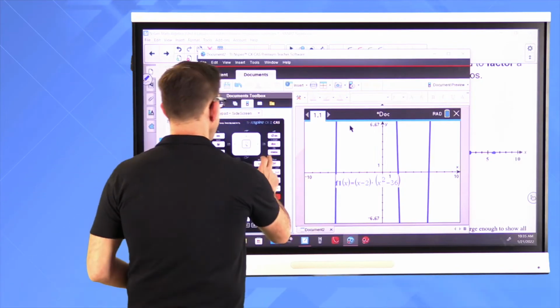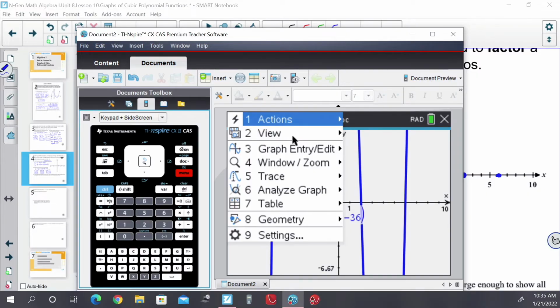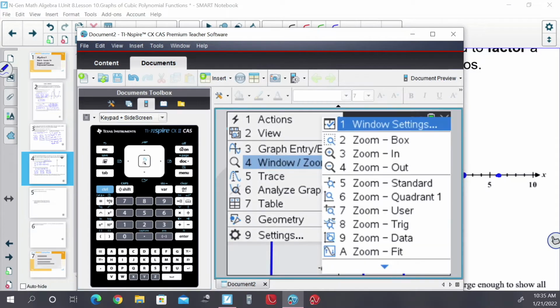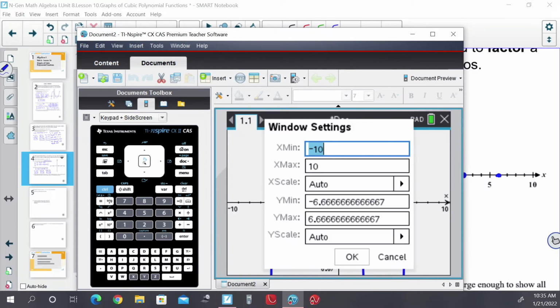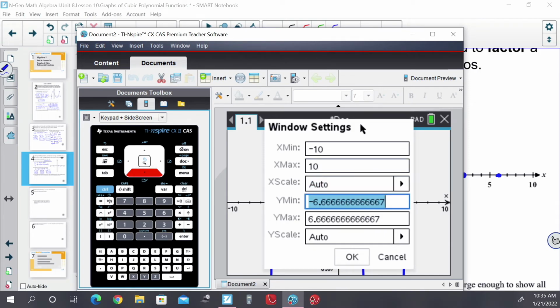So let's just play around with that a little bit. I'm gonna hit window. I love playing around with the graphing window. Window settings. My X settings don't have to change at all. But what I do have to do is make that larger. How big? I don't know. Let me start by going pretty big. I'm going to go negative 100 to 100. Maybe that's too big, maybe it's too small.